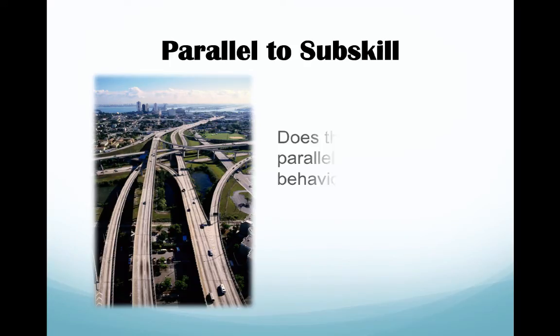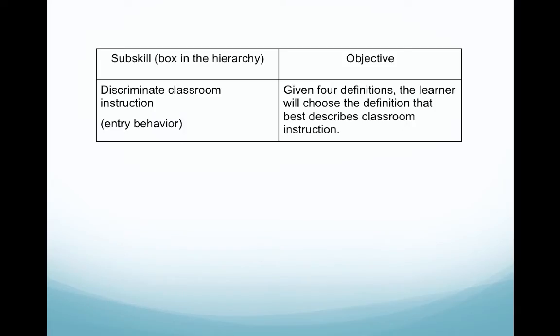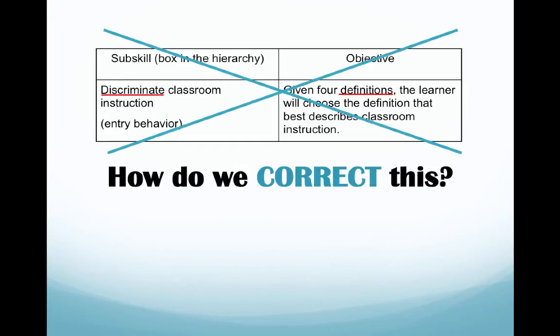We also need to look at whether the objective directly parallels or matches the behavior in the subskill. Let's take a look. Over here in our subskill we have the word discriminate, and it is an entry behavior. But in the objective we have 4 definitions. That definitely does not match. So how do we correct this?